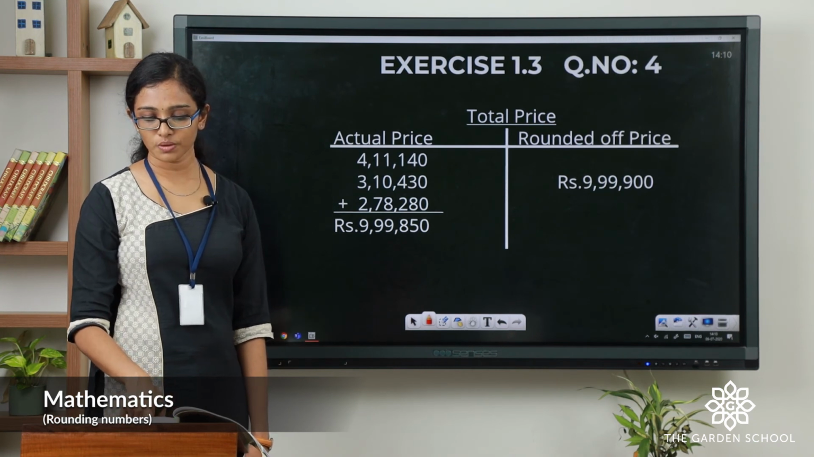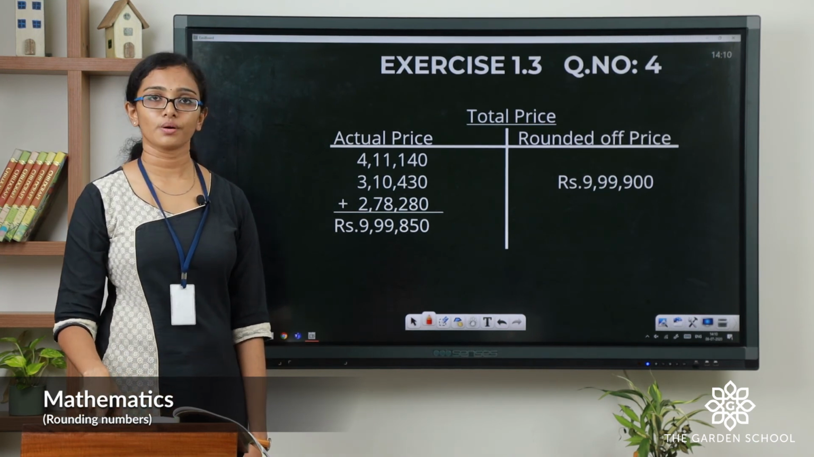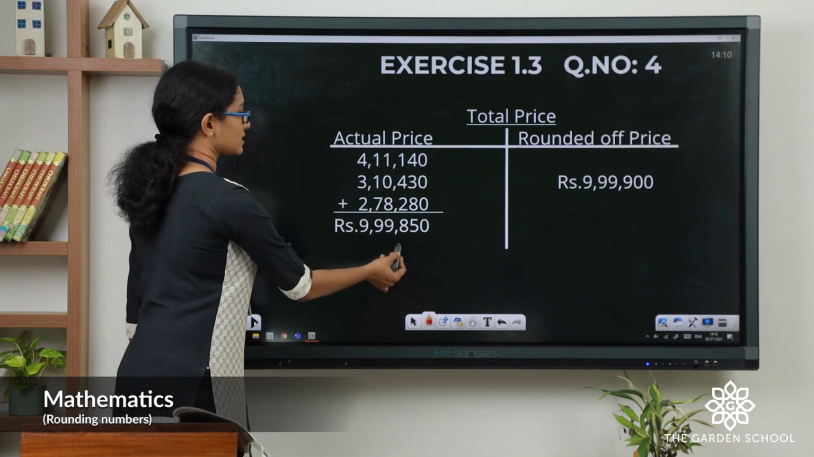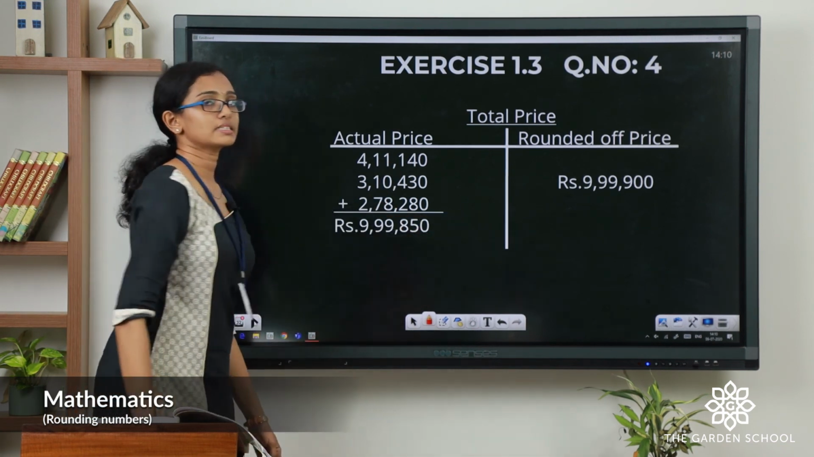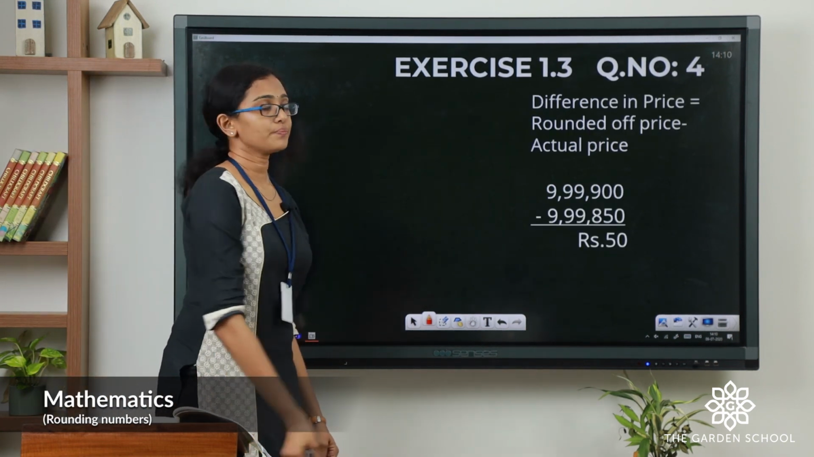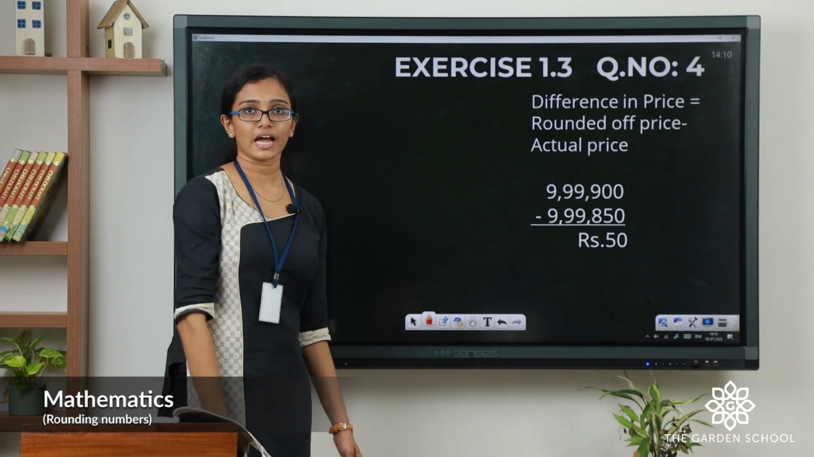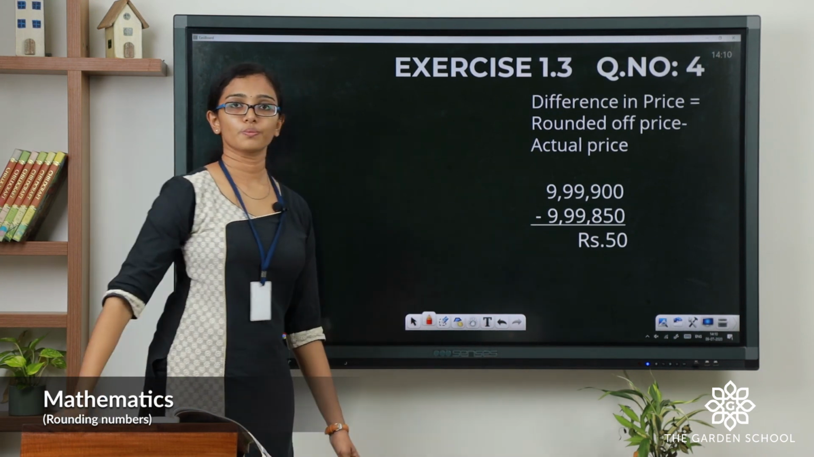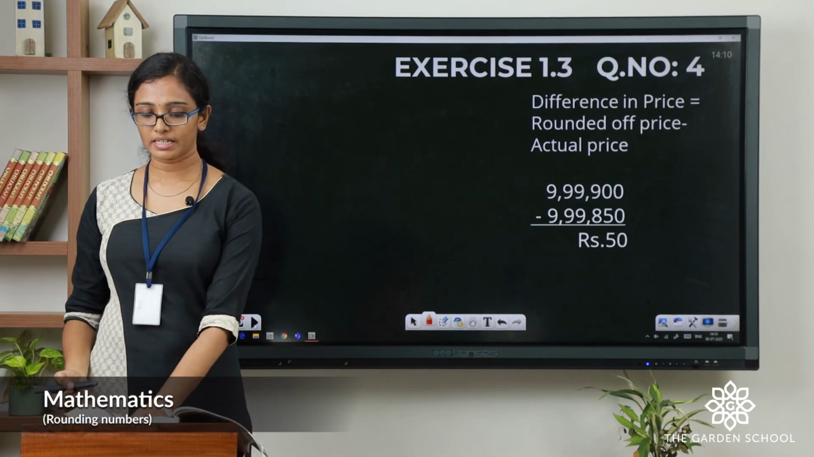Then there is one more question in that one. Is there any difference between the actual price and the rounded off price? The actual price is this one and the rounded off price is this one. You see a difference here? The difference in the price will be the rounded off price minus the actual price, which will give you rupees 50. So I hope your answers are correct.